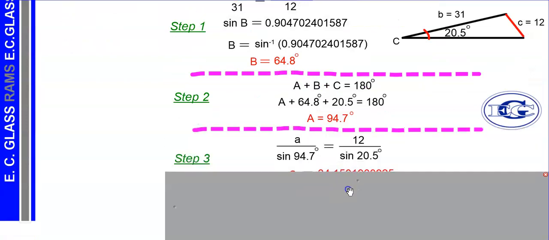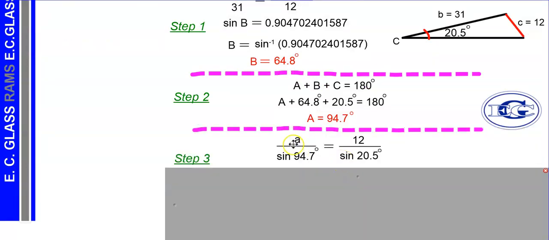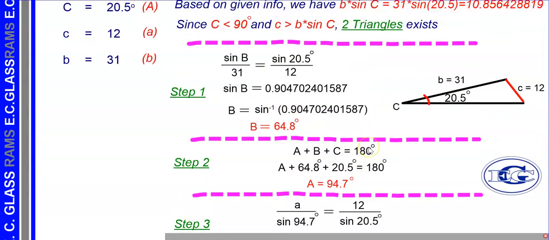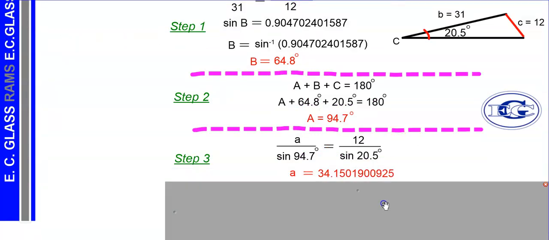And then the last step is to find the missing side. We know that we're missing side A, so we're going to put it over sine 94.7 degrees because that's the opposite angle from it. And then you always want to use the complete pair, the one that was given to you from the original problem, so 20.5 and 12. So you set up the fraction like that, and you get A is equal to 34 point all that, which if you round to the 10th place would be 34.2.